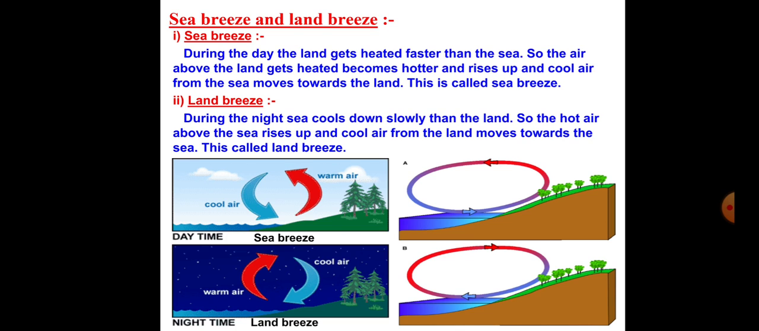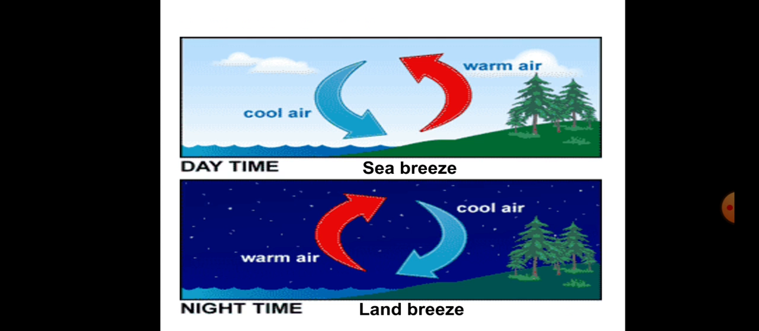Okay? On the opposite, during the night, the sea cools down more slowly than the land. So the hot air above the sea rises up and the cold air from the land moves towards the sea. This is called land breeze. Here is the diagram which shows the direction of flow of cold air and warm air in sea breeze and land breeze.